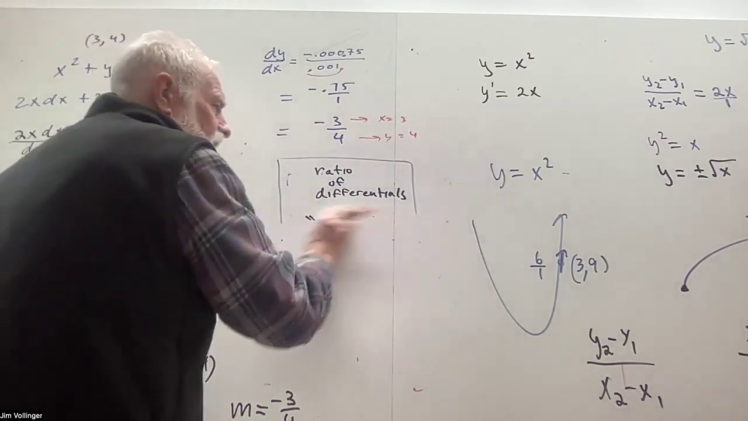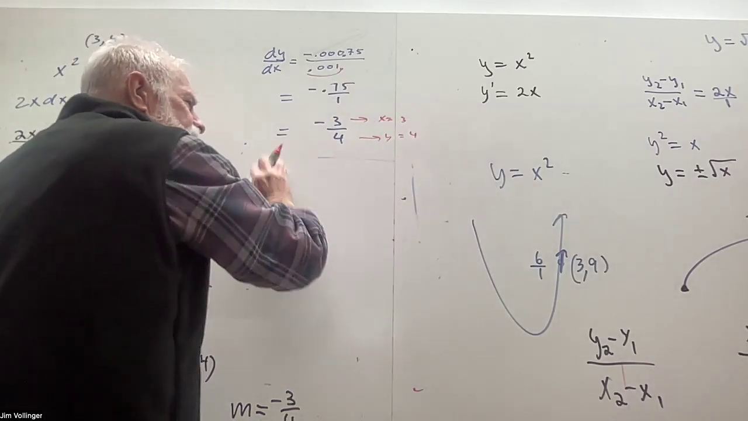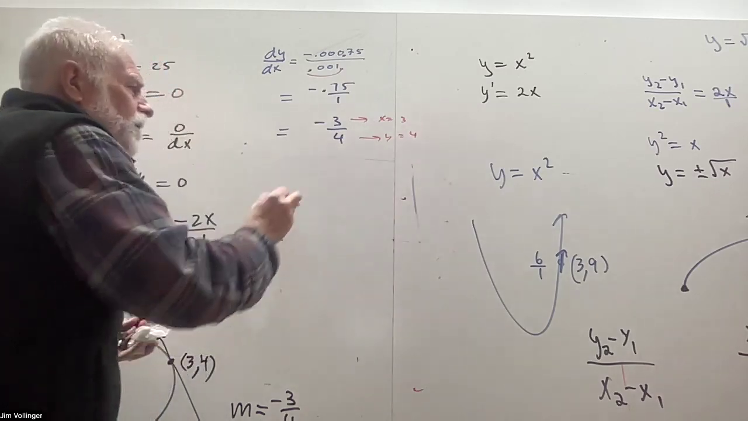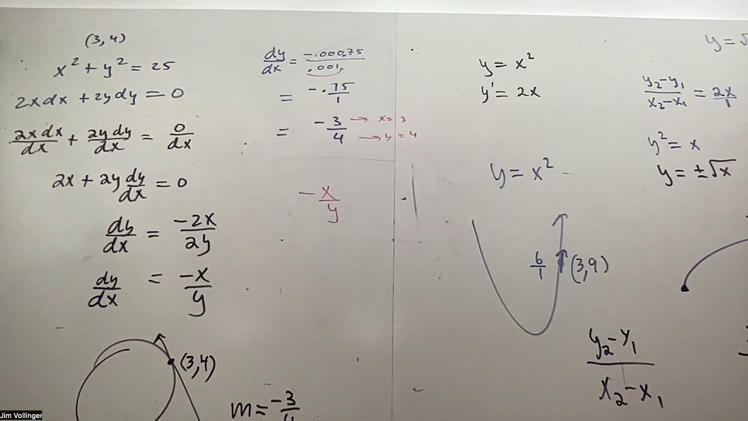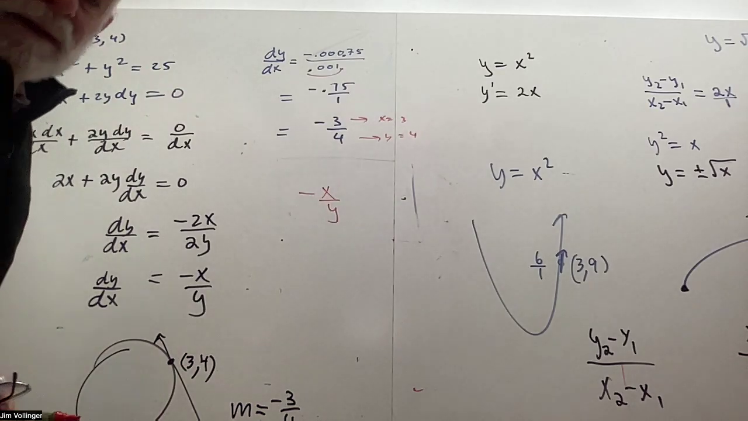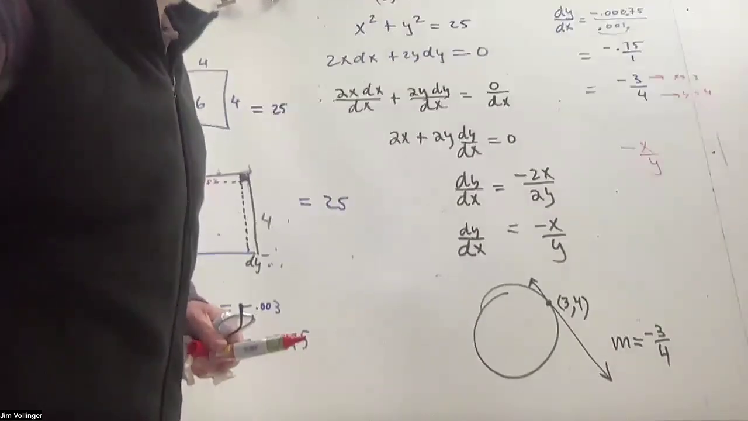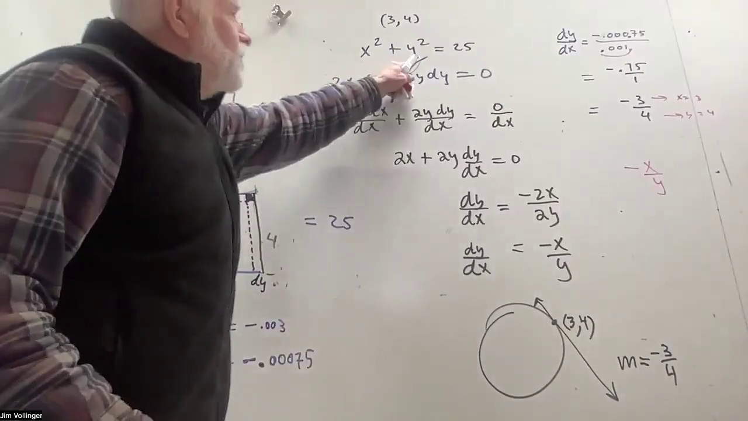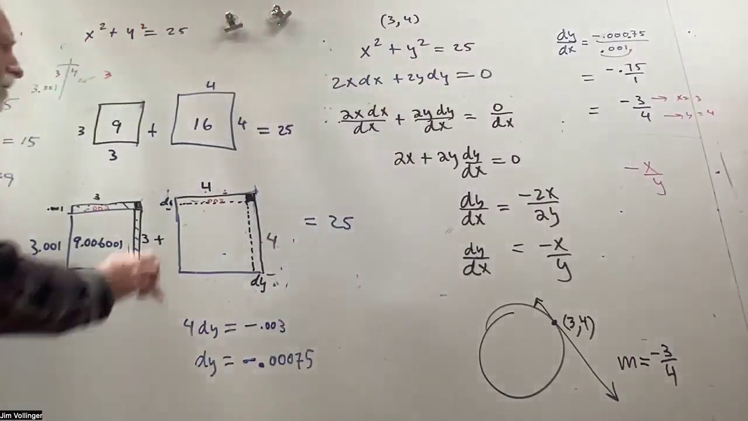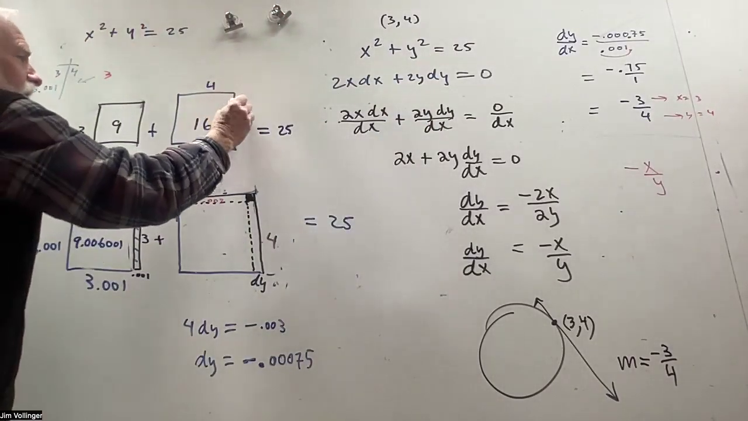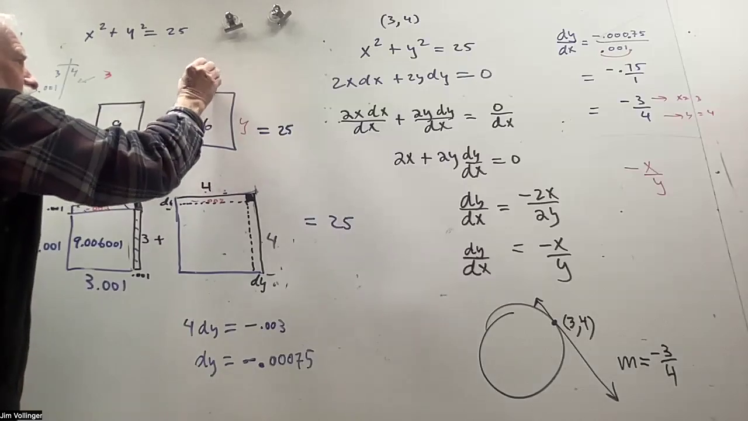And I ask myself, would that change always be the case? Would it always be minus x over y? And the answer is yes, it would be. So we go and do the implicit differentiation. X squared plus y squared equals 25. We look at what we had over there. We really have a y value here, a y value here, yes.